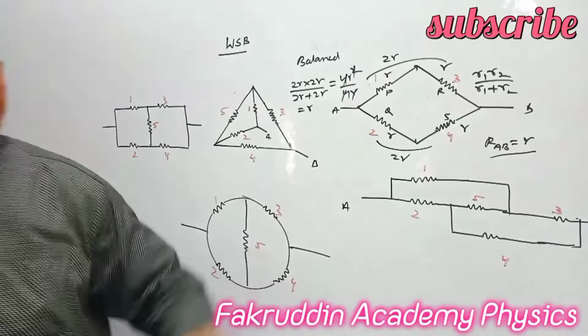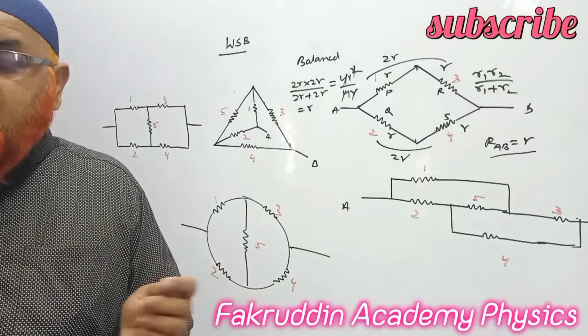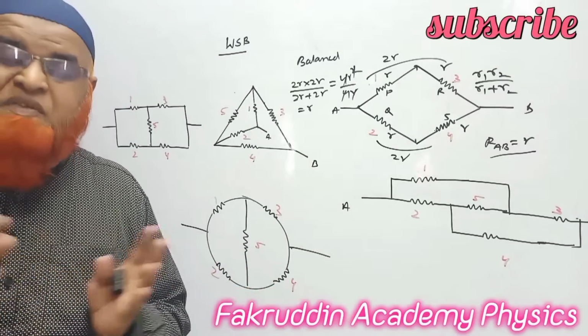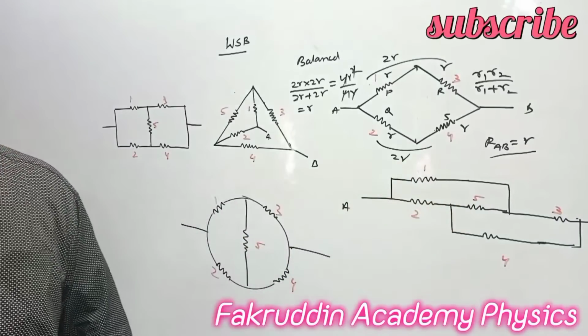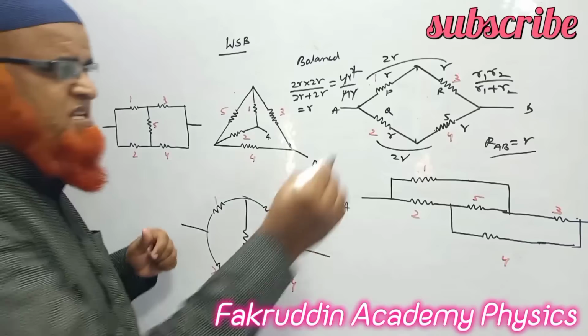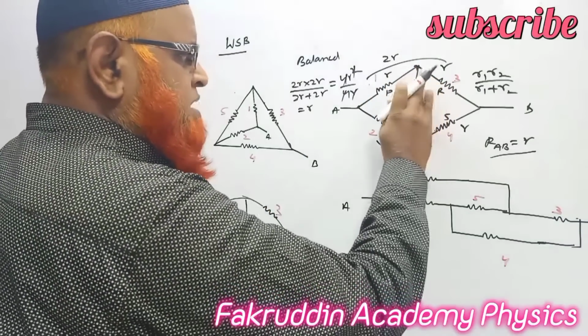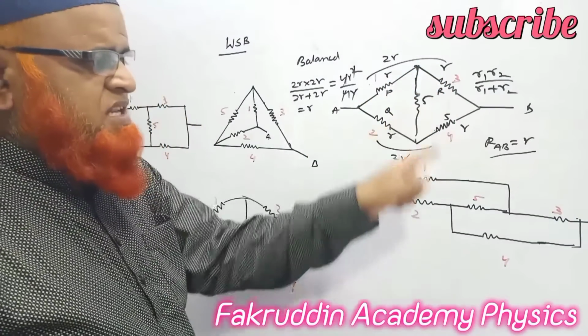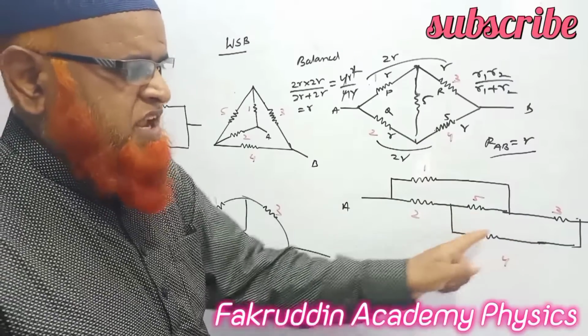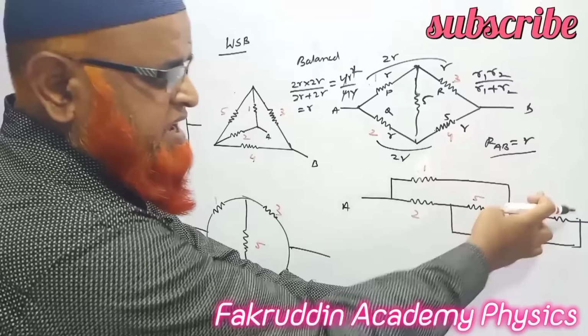So this is a basic fundamental form of a Wheatstone bridge. There are many shapes for Wheatstone bridges. The next shape we are going to discuss is also a Wheatstone bridge, just like a basic Wheatstone bridge only. But let me discuss where is this middle resistor 5. This middle resistor 5 is this one. And 3 and 4 are here.